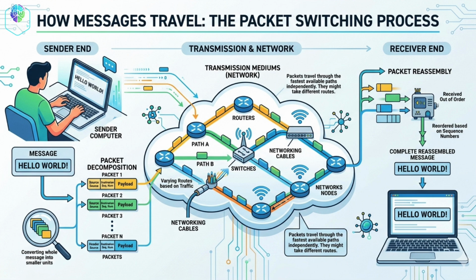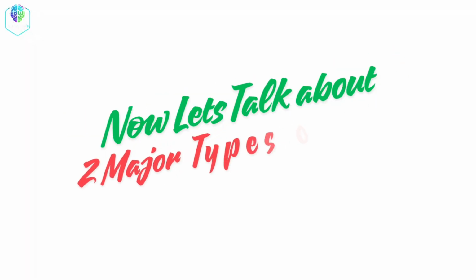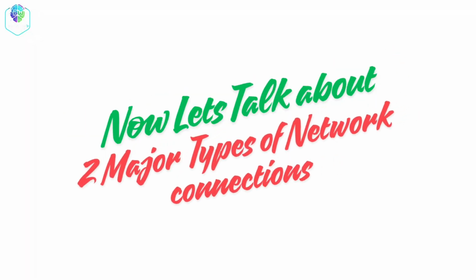For example, when you send a WhatsApp message to your friend, your phone converts that message into data packets. Those packets travel through your Wi-Fi router, internet service provider, multiple servers and network paths, and finally reach your friend's phone. All of this happens almost instantly. Now let's talk about the two major types of network connections.